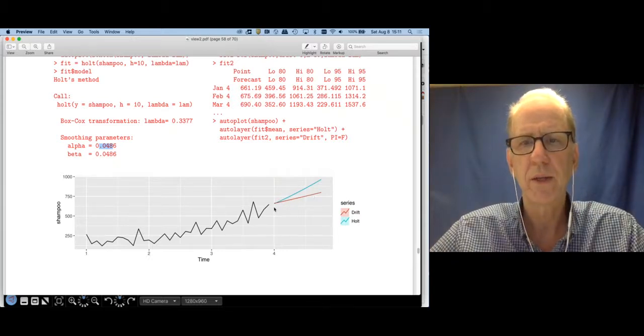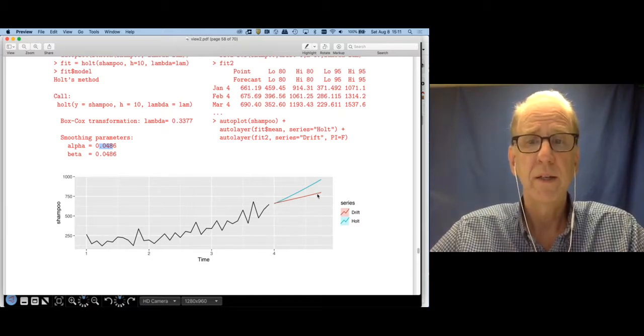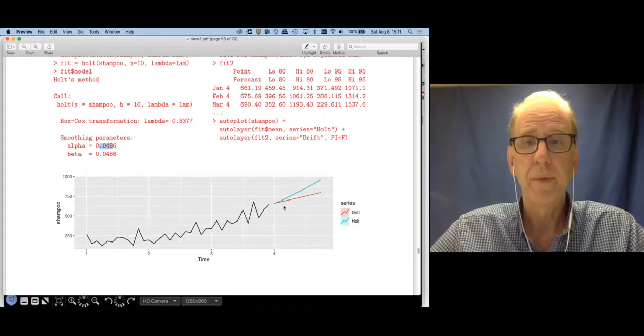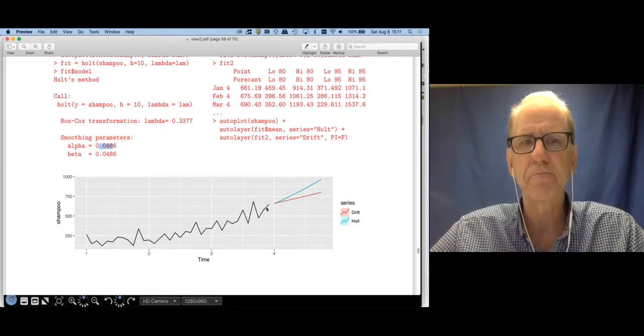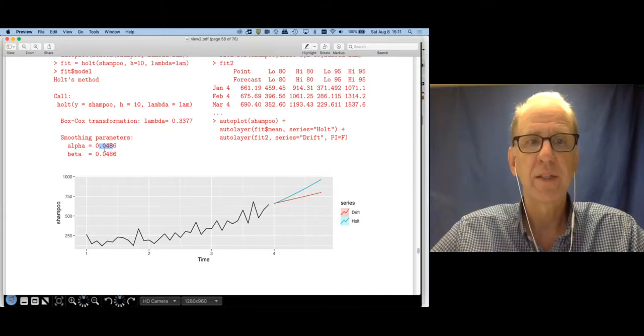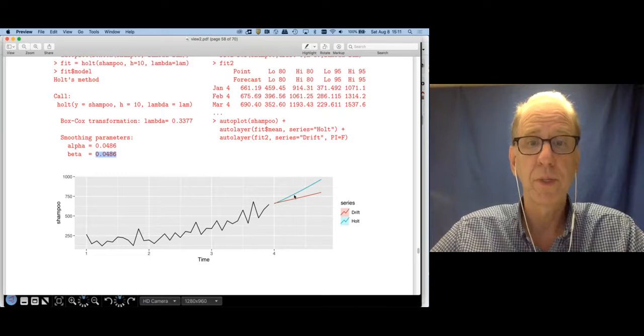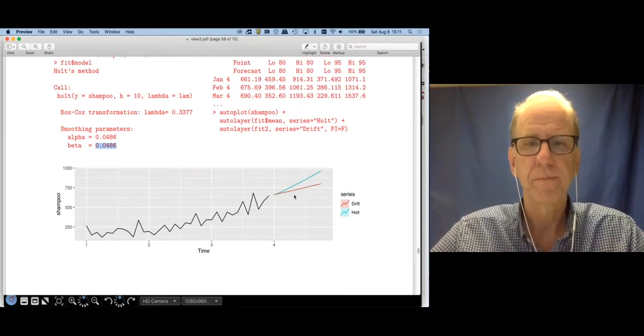Remember, the drift method, in essence, draws a line from the first point to the last point and extends that line. And what the Holt method is saying is you can do better, because it looks like maybe the slope is increasing a little bit at the end. That's why we are choosing a non-zero value for beta here. Since the slope is kind of increasing towards the end, the Holt method picks up on that, and it allows the slope to get a little bit steeper.